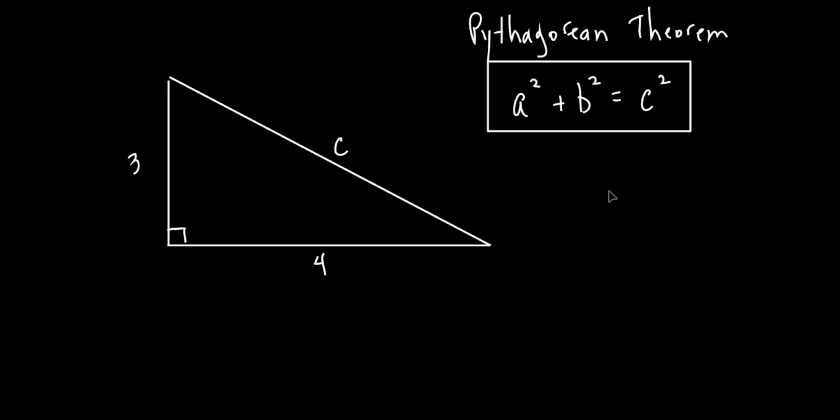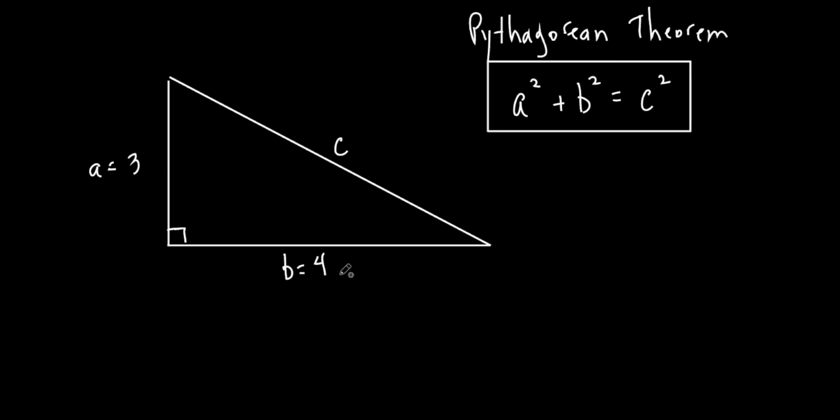Anyway, there we go. So let's do this. Which ones are my A, my B, and my C? Well, that's the C. That's pretty obvious. The 3 and the 4 are the A and the B, right? Because they're my two legs.